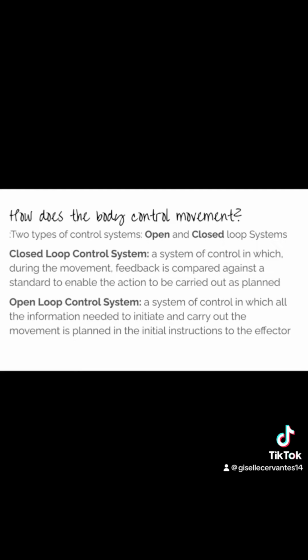A closed loop control system is a system of control in which during the movement, feedback is compared against a standard to enable the action to be carried out as planned. An open loop control system is a system of control in which all the information needed to initiate and carry out the movement is planned in the initial instructions to the effector.